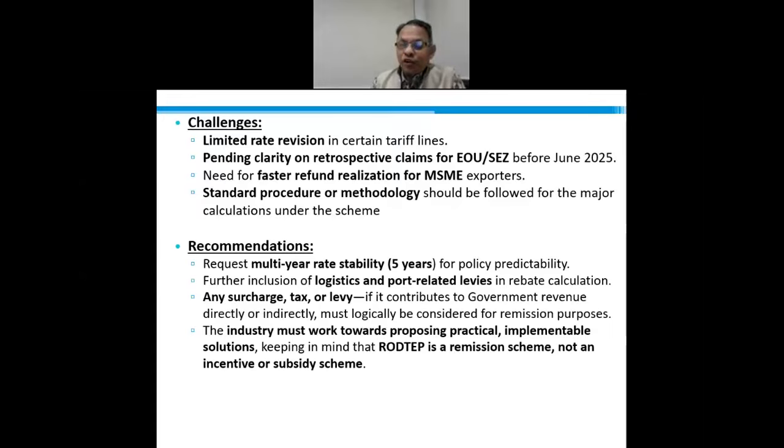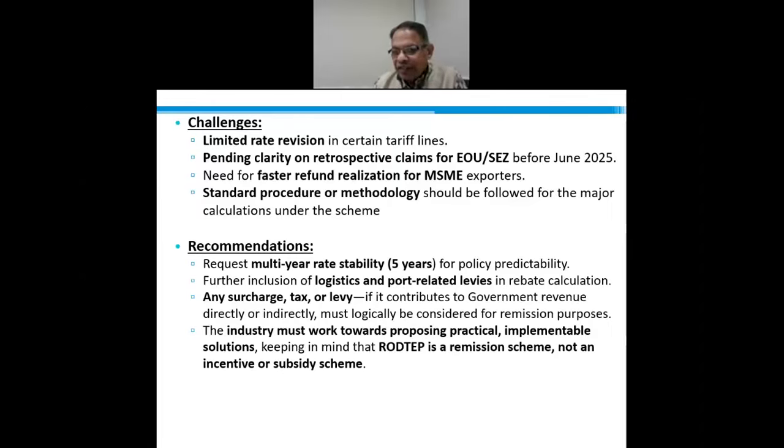Pending clarity on retrospective claims before June 2025. That has also not come through so far, because you have discontinued the scheme and then you again started it. So how to look at that?